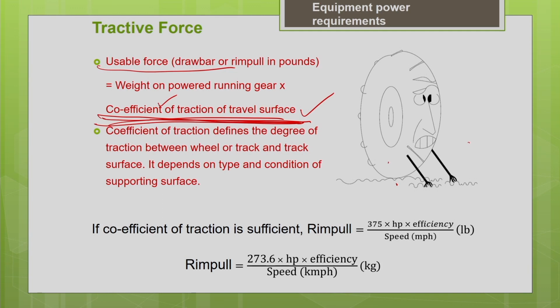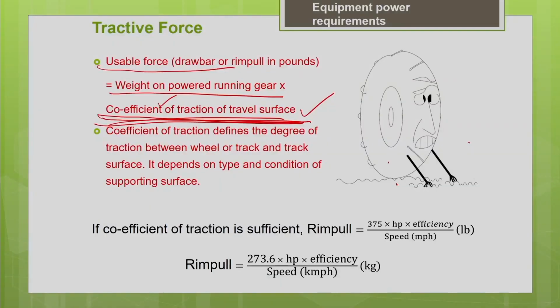Another important thing to be noted is the weight on the power running gear of the machine. In common equipment, like the common wheels of the cars, you can see that not all the wheels of the car are driving wheels. In common machines, not all the axles are powered. Only some of the axles will be powered and the other axles will just act like a steering component. So you need to know that there is something called driving wheels.